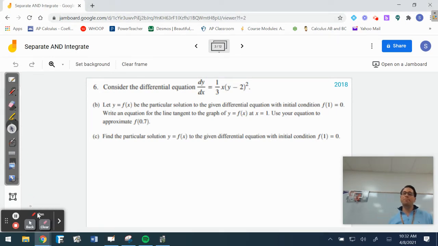All right, now here's the big bad boy. Part C. We've got to know what this means. Find what y is equal to.